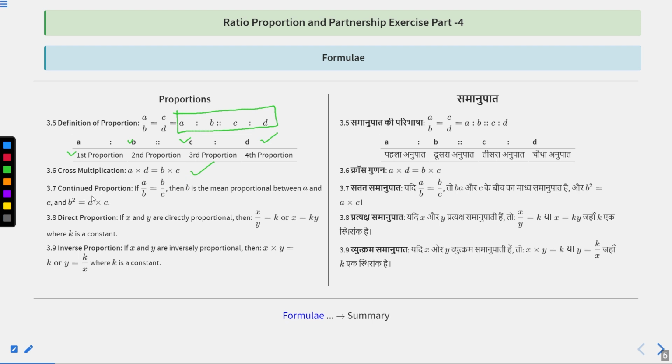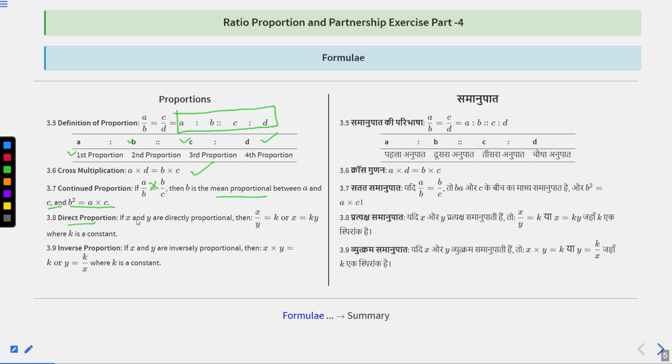Now what is continued proportion? If A upon B equals B upon C, then B is the mean proportion or continued proportion. It means B is between A and C. So we can represent B square equals A into C. When we cross multiply it, we get B square equals A into C, which is mean proportion or continued proportion.